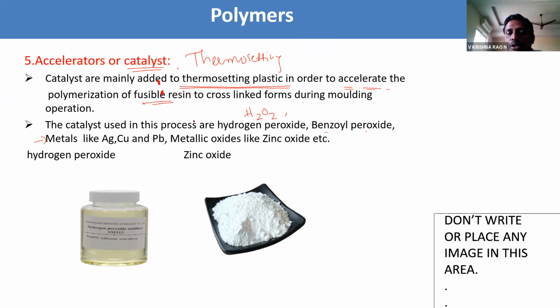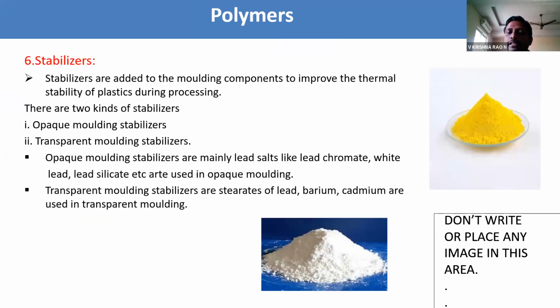The catalysts used in the process are hydrogen peroxide, benzoyl peroxide, metals like Ag, Cu, and Pb, and metal oxides like zinc oxide, etc. Hydrogen peroxide and zinc oxide act as accelerators or catalysts in the compounding of plastics.